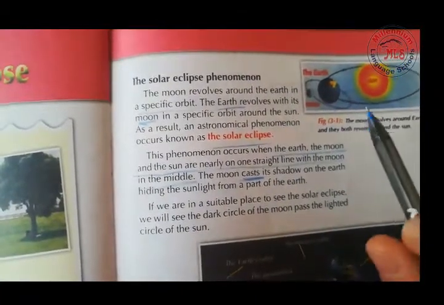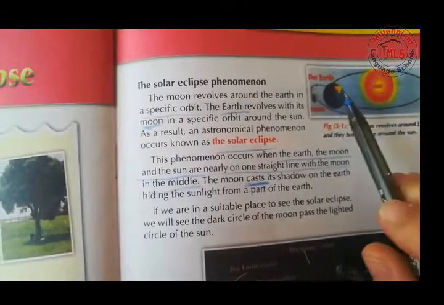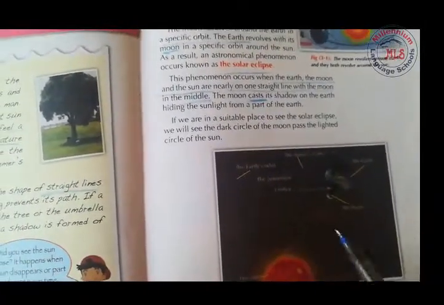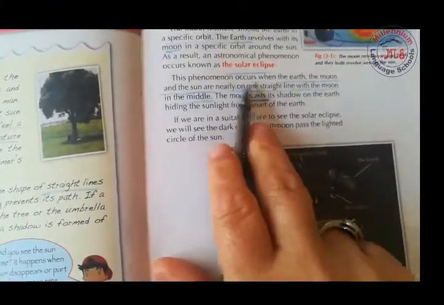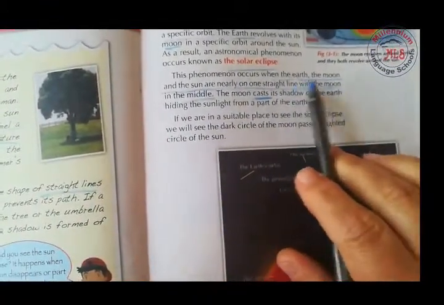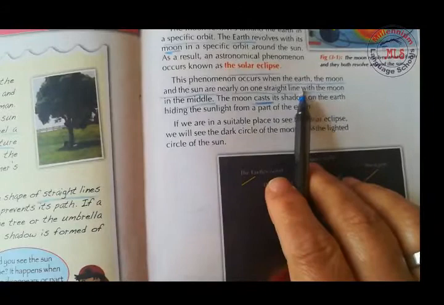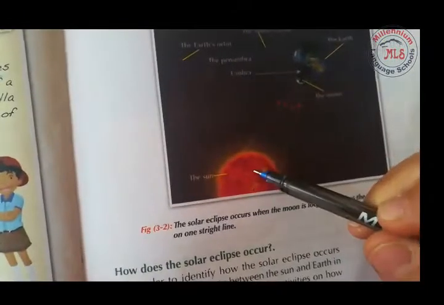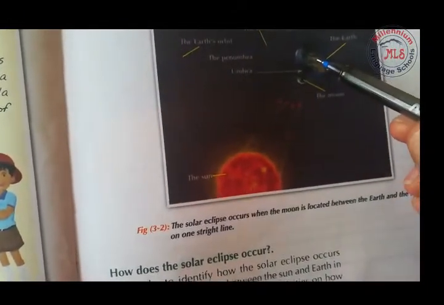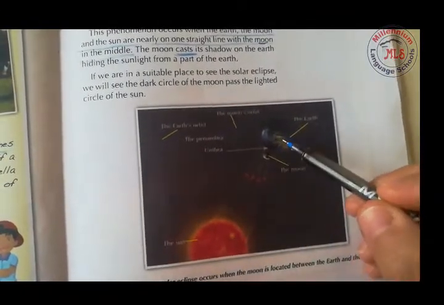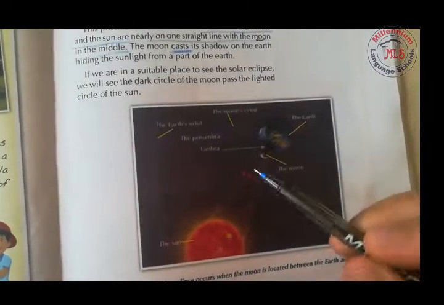When the sun, moon and earth are nearly in a straight line, the solar eclipse takes place. This phenomenon, solar eclipse, takes place when the earth, moon and the sun are nearly on one straight line, with the moon in the middle, like this picture. This is sun, moon and earth. If they are found in this shape, sun, then moon, then earth, nearly on a straight line, the solar eclipse takes place.